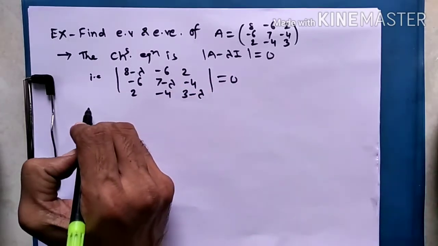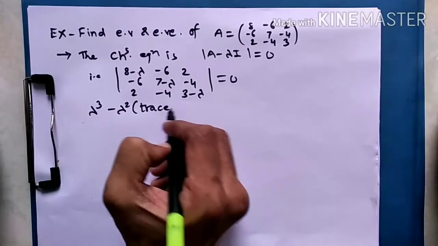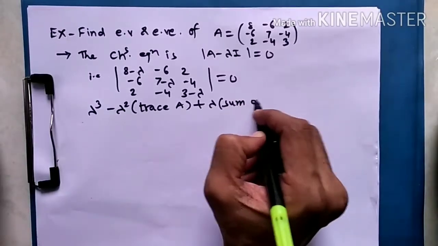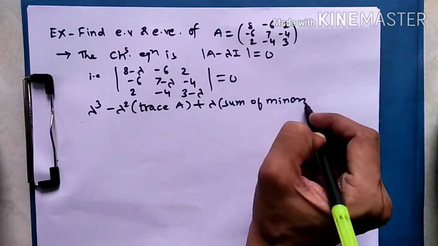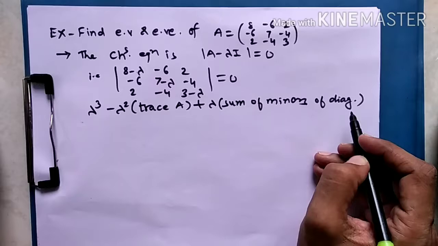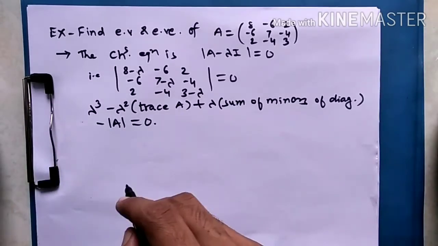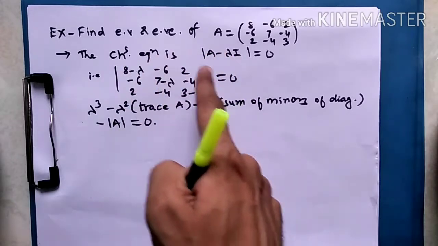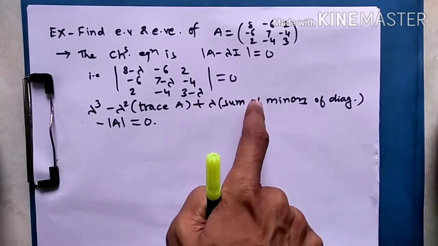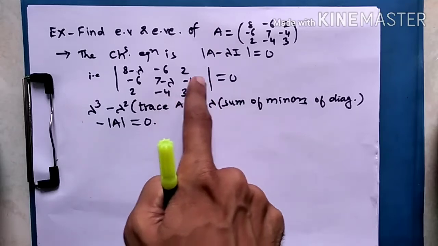So the formula is: lambda cube minus lambda square into the trace of the given matrix, plus lambda into the sum of minors of diagonal elements, and the last value is minus the determinant of the given matrix, equal to 0. We only need to find minors of the diagonal elements. So instead of solving this determinant, we can remember this formula and substitute the values here. We will get the same answer as by solving the determinant.